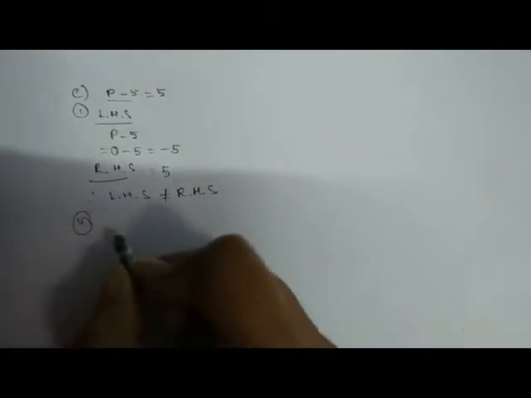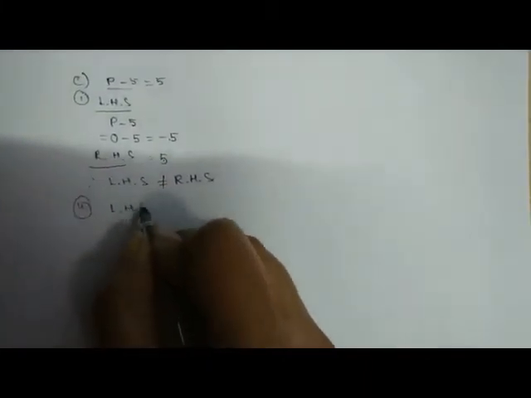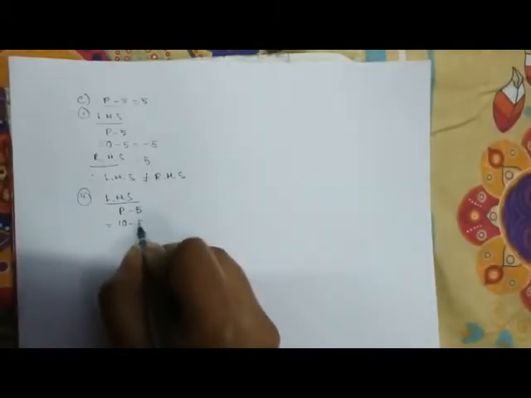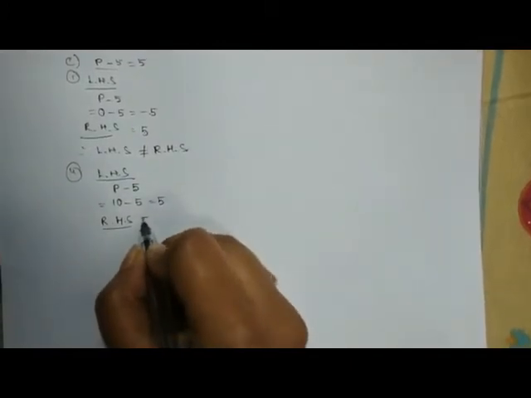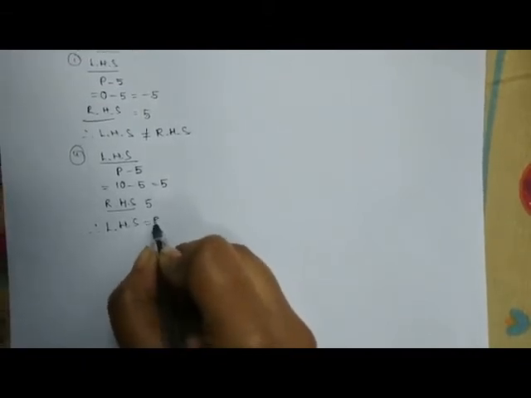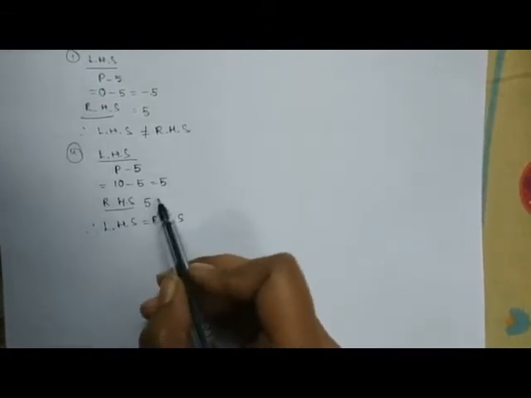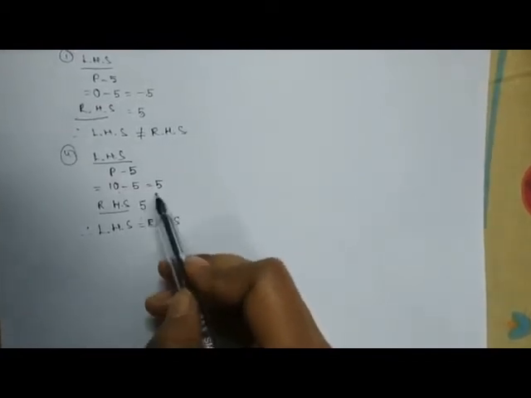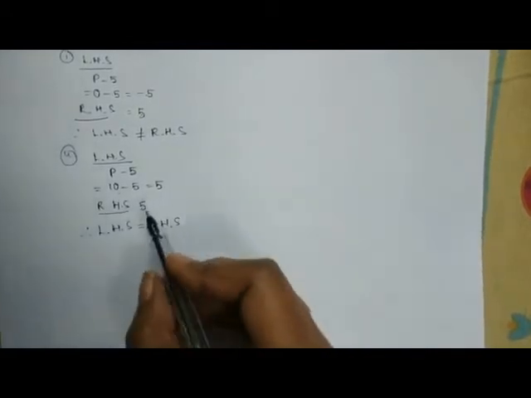Now in the next option again we will write left hand side p minus 5. In the next option we have 10. So in place of p we will put 10. So 10 minus 5 is 5, and 5 is there on the right hand side. So left hand side is equal to right hand side. So here the solution is 10. If you put 10 in place of p, then only it satisfies the equation. So 10 is the solution of the given equation.